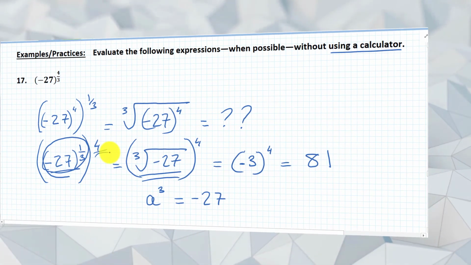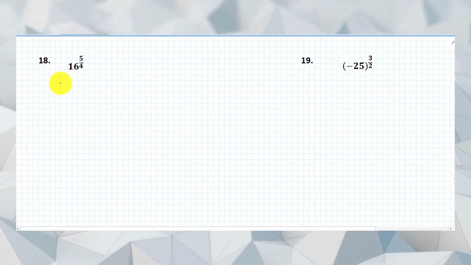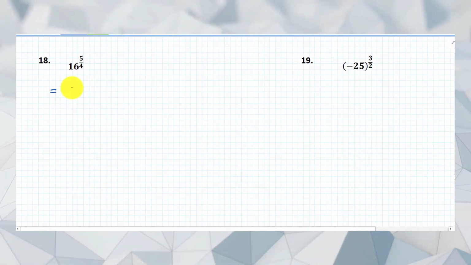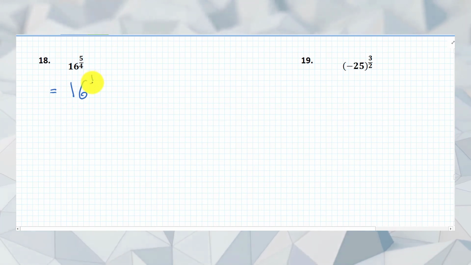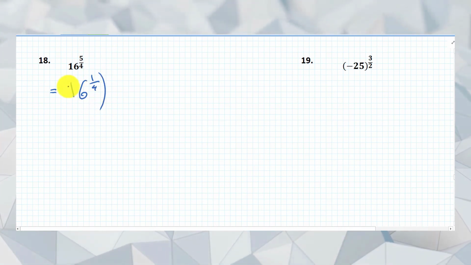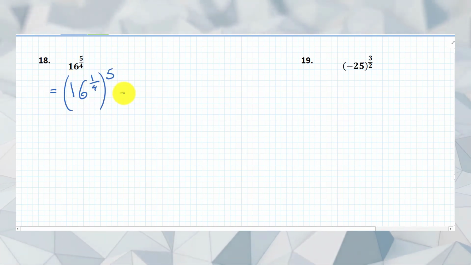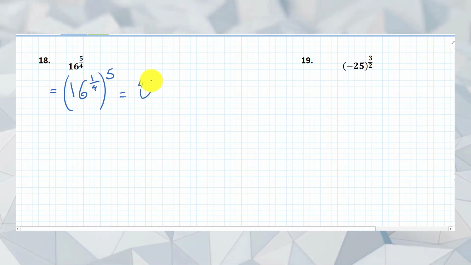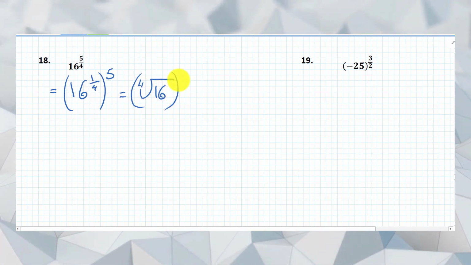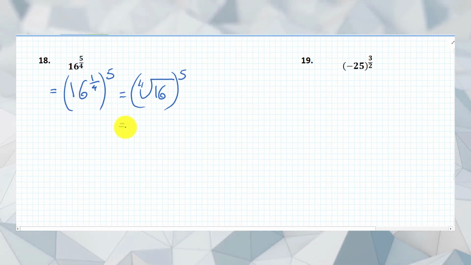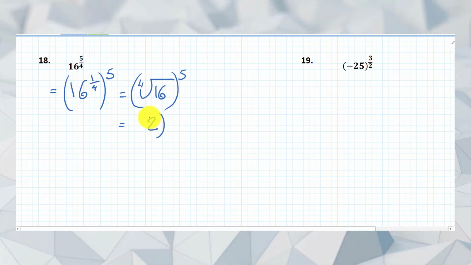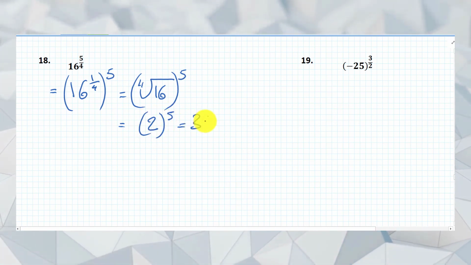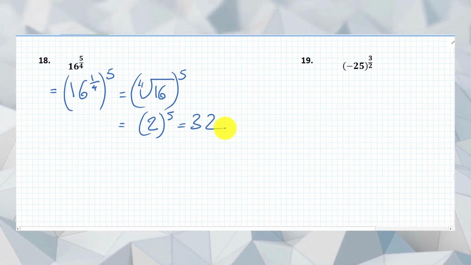Let's go over the next example. Okay, I'm going to take the root first, right? So this is 16 to the 1/4, that's a root right here, to the power of 5. Now, what kind of root is it? It's a fourth root of 16, to the power of 5. The fourth root of 16 is 2, and 2 to the fifth power is 32. No need of a calculator here.